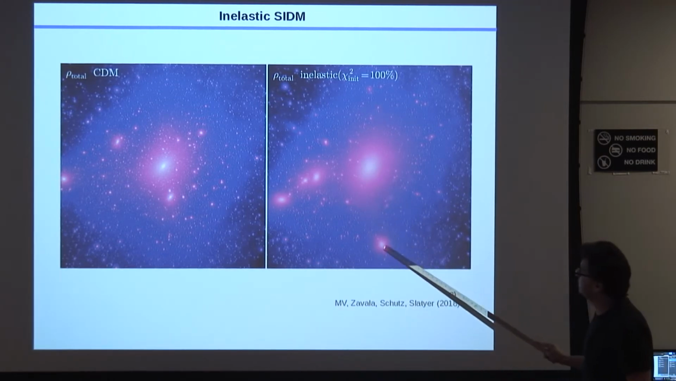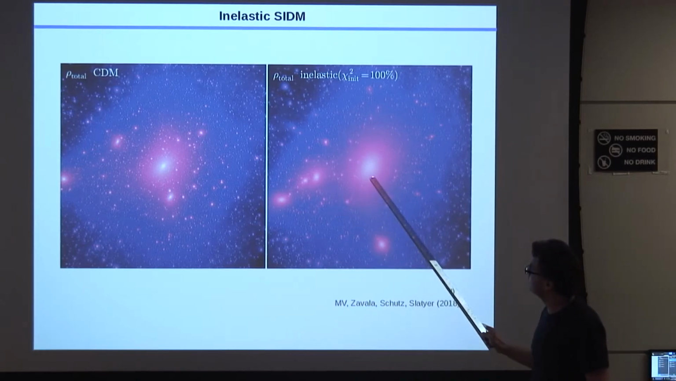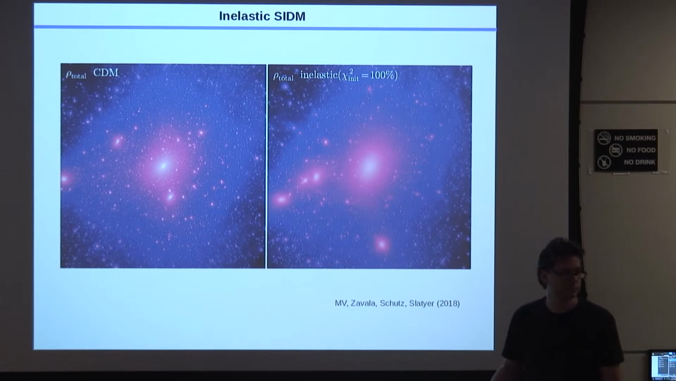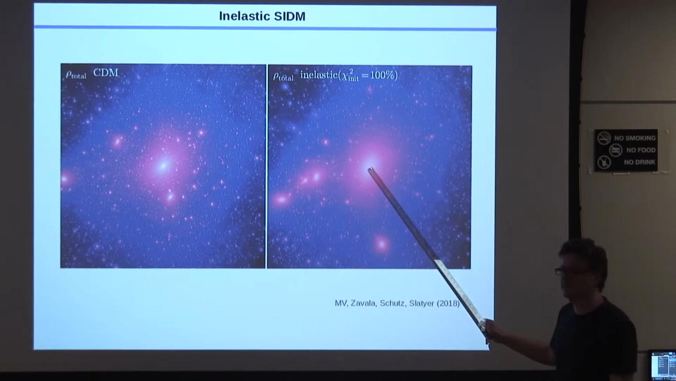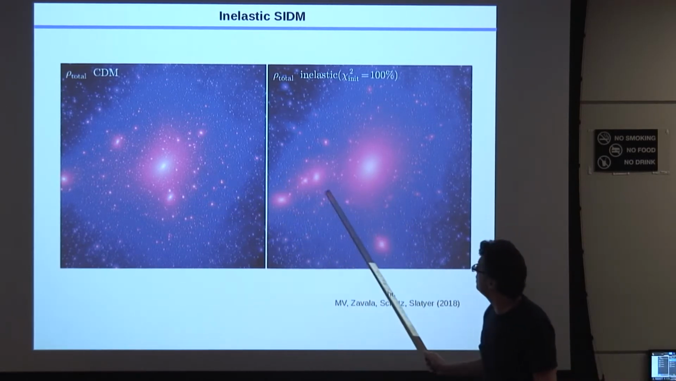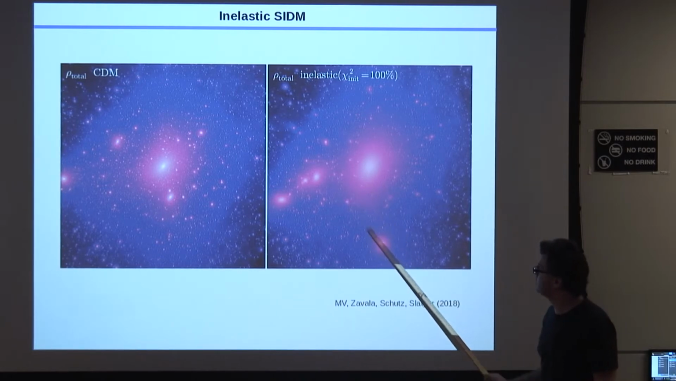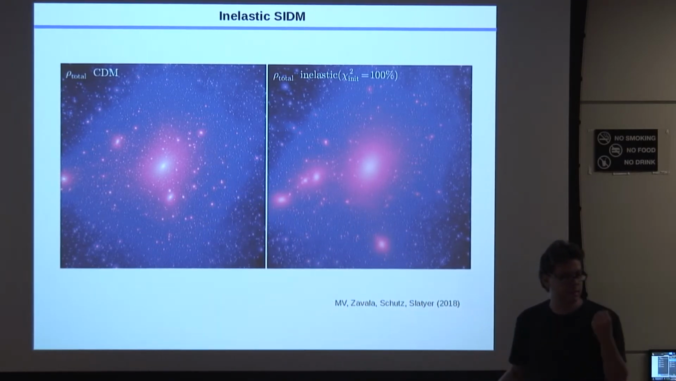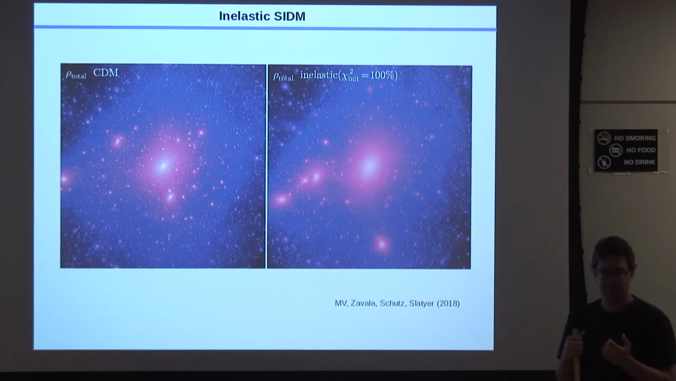And what you can see is, if you look at that, this looks kind of like a fuzzy version of the CDM case. So you see that the central density is lower in the main halo and also in the subhalos. And that actually is true for all the subhalos here. It's like a smoothed or fuzzy version of the CDM case. And the reason for that has 2 reasons.